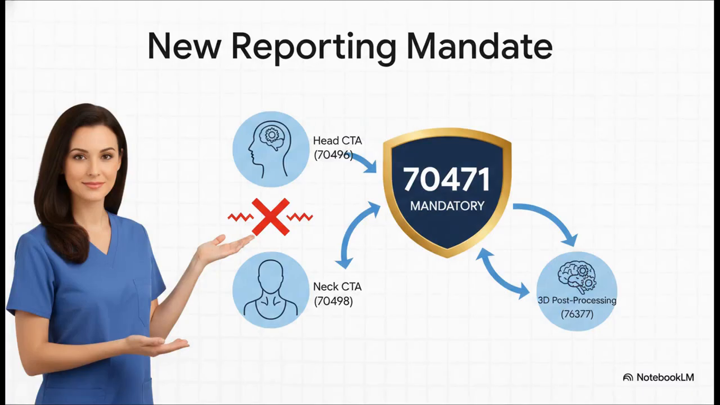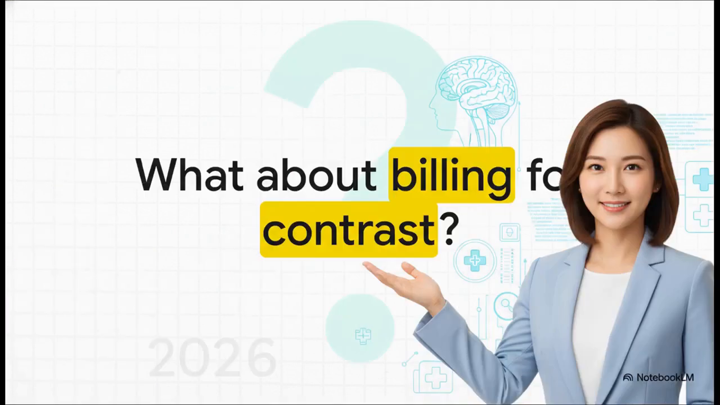And just to be crystal clear, this isn't a suggestion, it's a mandate. You have to use 70471 for a combined study. And look closely at what's rolled into this bundle. It's not just the head and neck scans, it's also the 3D post-processing. That means you can't report codes like 76377 separately anymore. It's an all-in-one package.